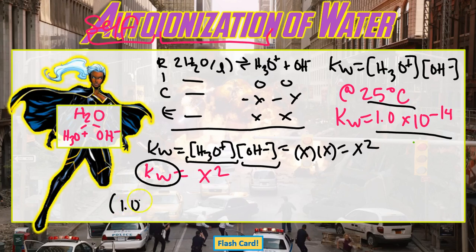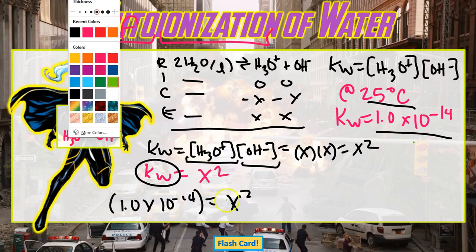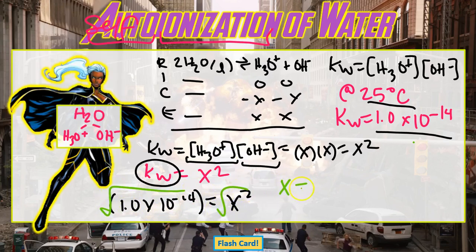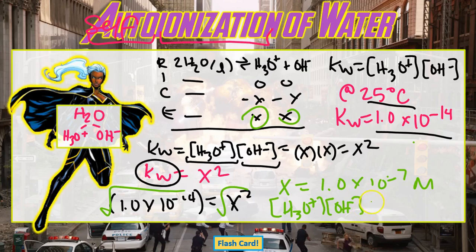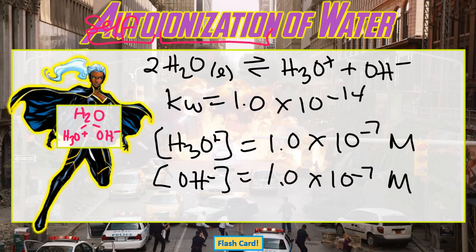If we know that this is 1.0 times 10 to the negative 14, and this is x squared, of course, we're going to take the square root of both sides. That means x is going to equal 1.0 times 10 to the negative 7 molar. And that means that our H3O+ and our OH- concentration is going to equal 1.0 times 10 to the negative 7 molarity. So we're basically back to what we understood before. Let's consolidate. We started off with two water molecules mixing together in an autoionization process. They form H3O+ and OH-. And this is our first indication to say, hey, now we can actually quantify these values here. And so what is that going to mean for us?